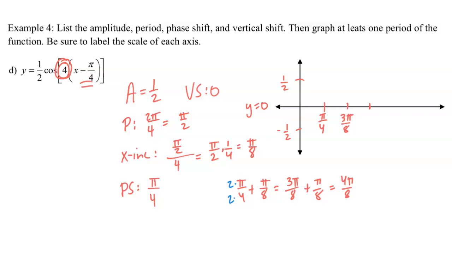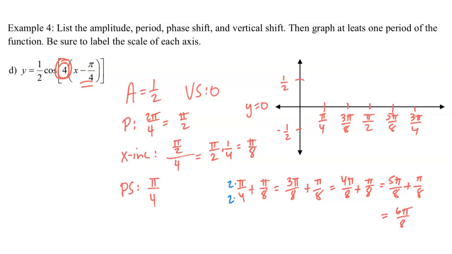4 pi over 8 will reduce to pi over 2. And then plus another pi over 8 will give me 5 pi over 8. That will be my fourth x value. And then finally, one more pi over 8 is going to give me 6 pi over 8, which I know will reduce to 3 pi over 4.